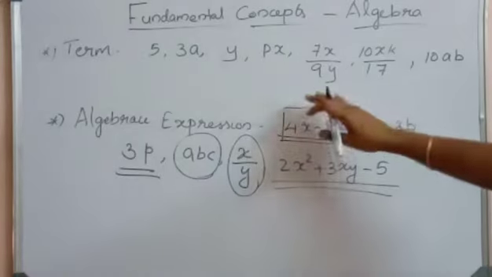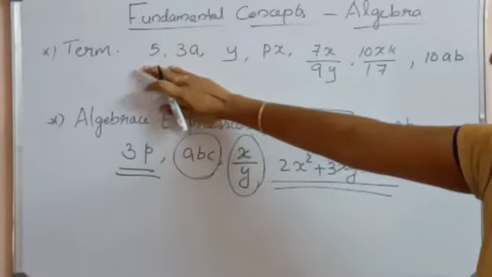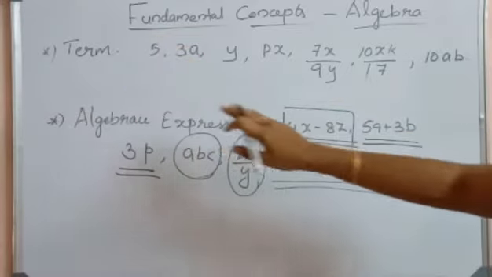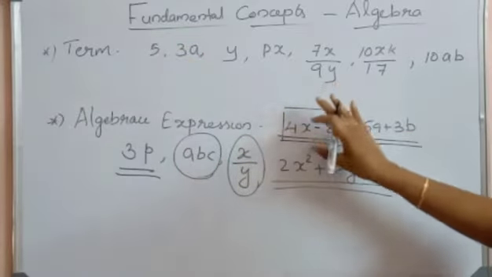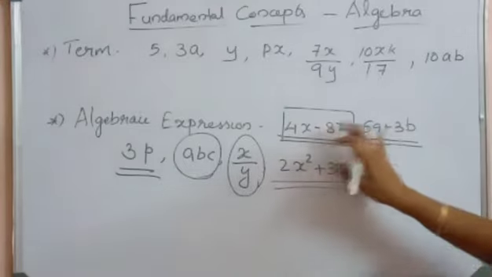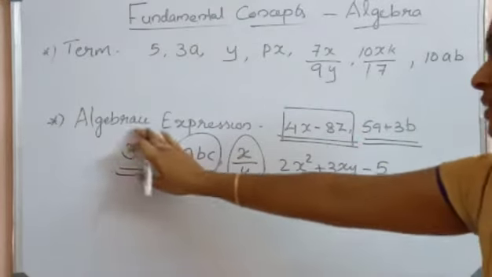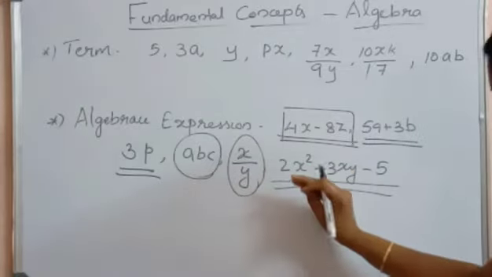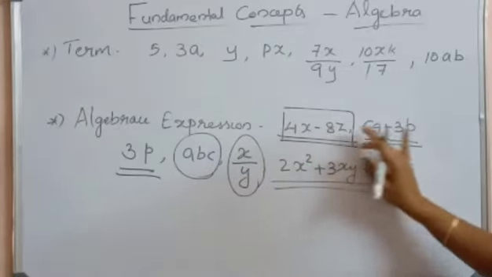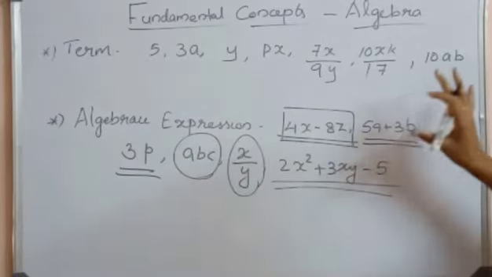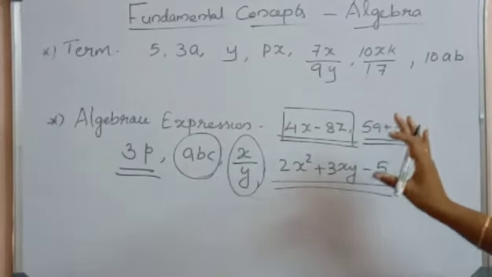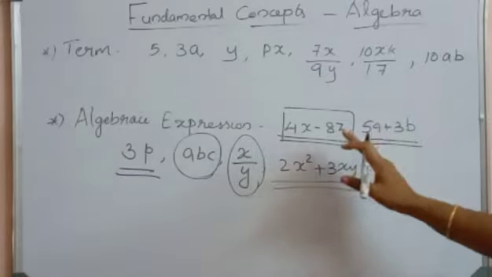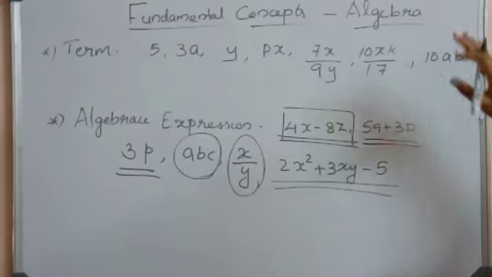And the next one was a term. A term is a number or a variable or a combination of these two. That is called a term. And an algebraic expression is a collection of terms that are separated by plus or minus. Here these are single terms whenever they are connected with a multiplication or a division sign. Only when separated by plus or minus are these called separate terms. And an algebraic expression is a collection of one or more terms which are separated by either a plus sign or a minus sign. These are the fundamental concepts.